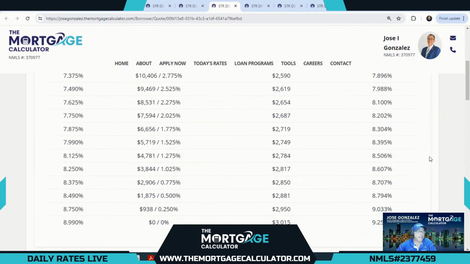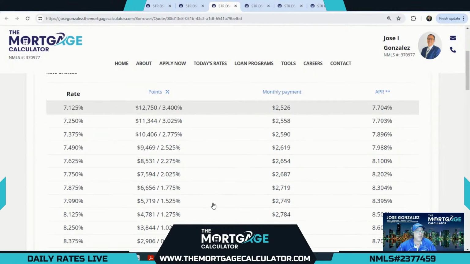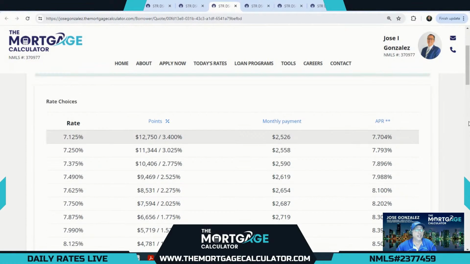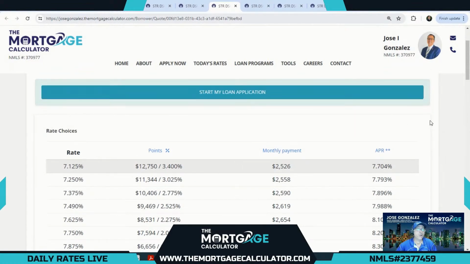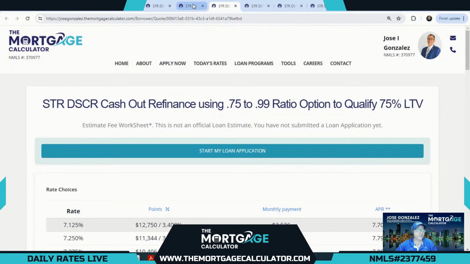So why try to jump through hoops of fire when you can just use the low ratio DSCR option and still get these amazing rates, 8.99 at par, and buying it down all the way to 7.125, right? Those are great options there for our low ratio DSCR.